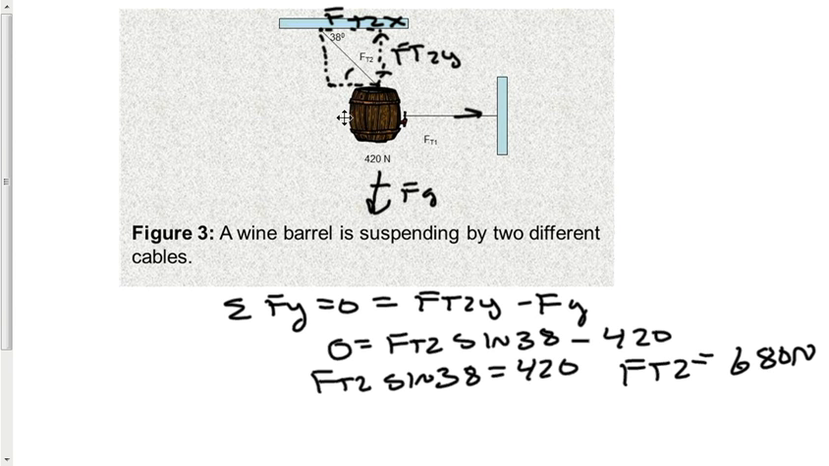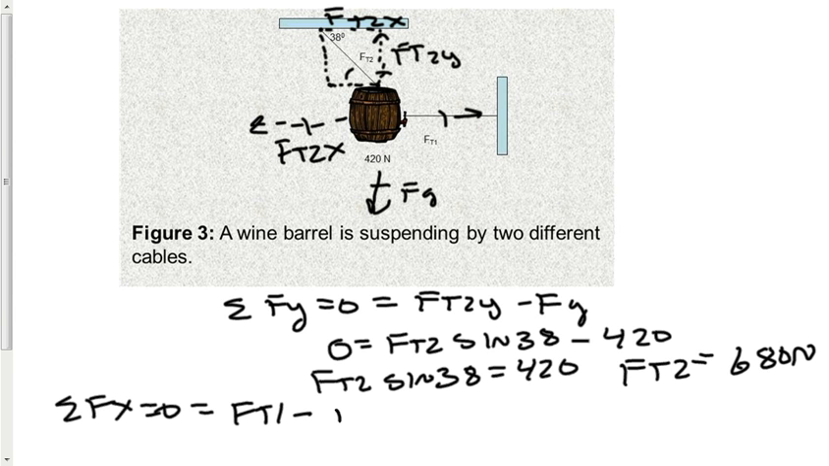Well, I'm going to draw in this direction here a larger vector so we can see it. This is actually the force tension 2 in the x direction. This vector here is pushing against this way. And force tension 1, now we can look at that and say, well, nothing's moving, so those two are probably equal to each other. Okay, so we're going to then say the sum of all forces in the x direction does equal 0, equals force tension 1 minus force tension 2x, or force tension 1 is equal to force tension 2x.